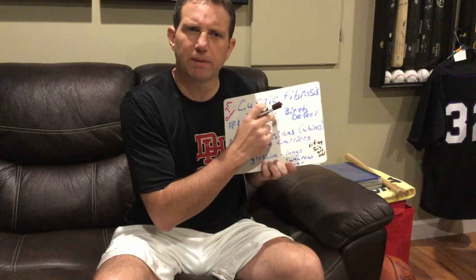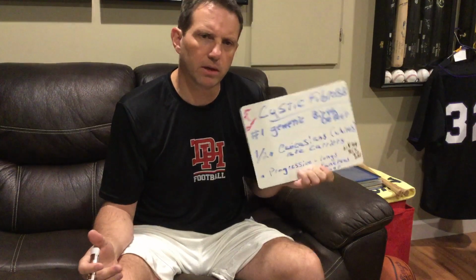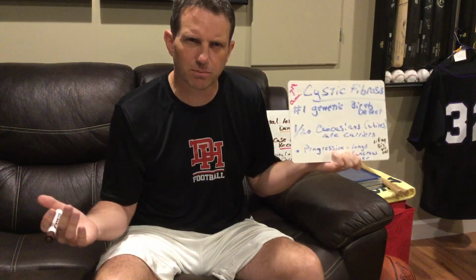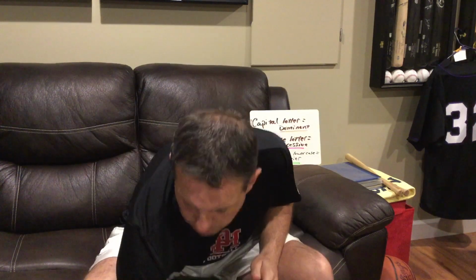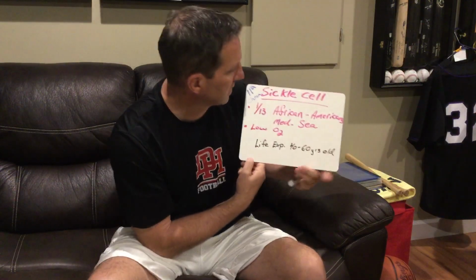Anyway, what's bad about this is there's no funding. Our government doesn't provide any money for this type of genetic birth defect, and it's the number one. All right, so hopefully that'll get fixed sometime soon, so we can perhaps at least have better treatments, if not even a cure. Next one, sickle cell anemia.